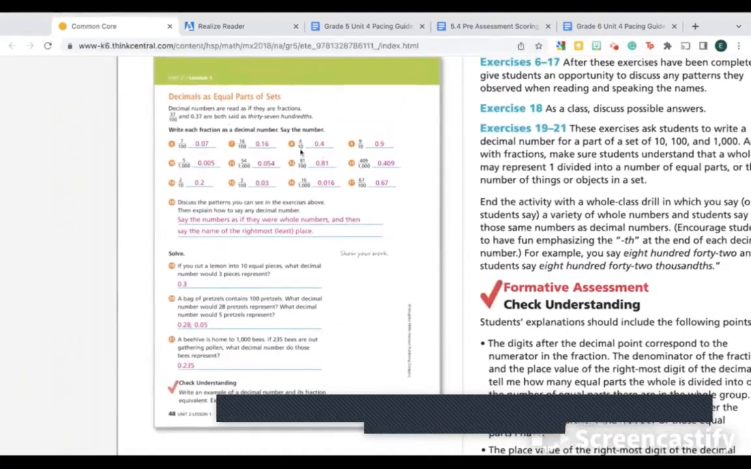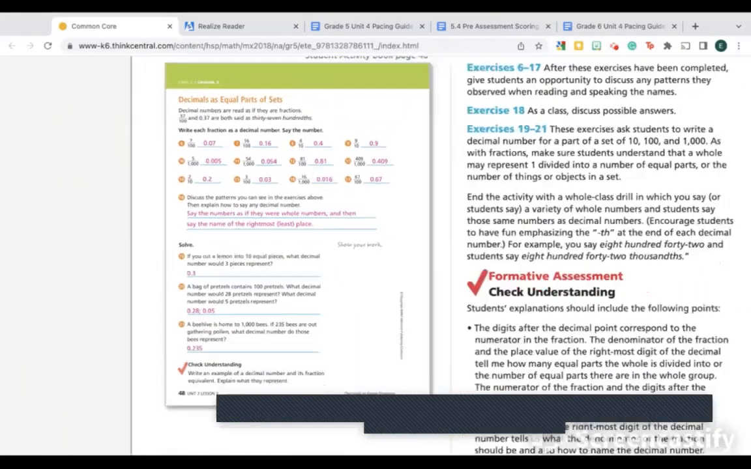It doesn't have as many problems as Envision, so I don't need to eliminate quite as many, but I'm going to do 6, 8, 16, and then 18 through 21. A mix of denominators, a mix of aspects of rigor, all aligned to my learning target. And I want all students to do those problems.